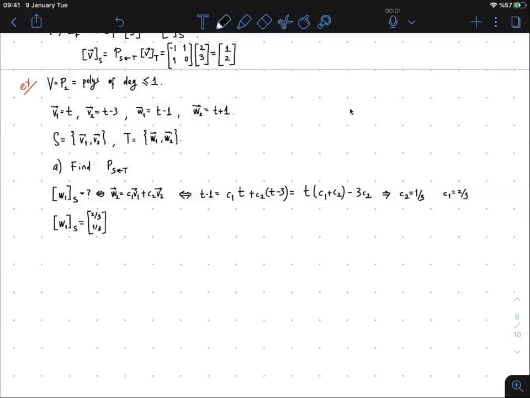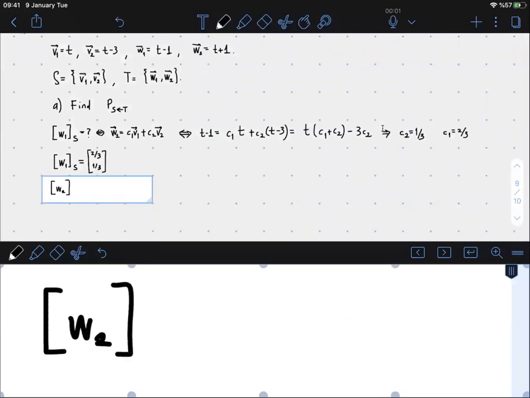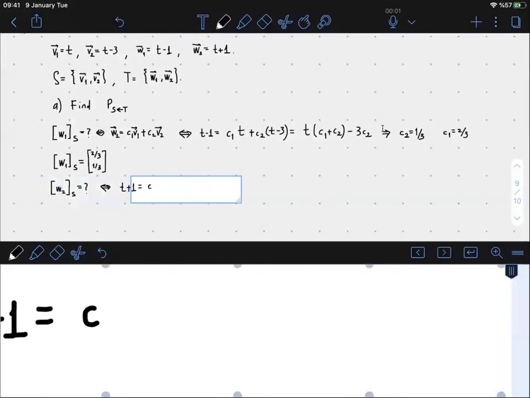Okay, similarly, we find W2. Let's try to find it. So we will repeat this for W2, right? W2S. So what is W2S? This time W2 is T plus 1. And this is C1 times V1 plus C2 times T minus 3.